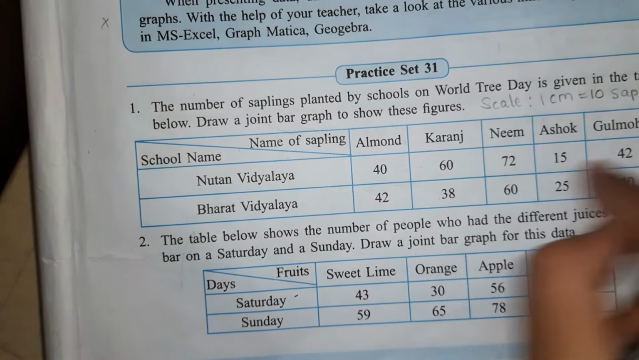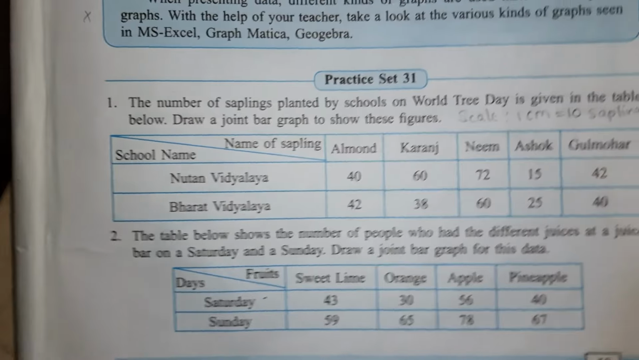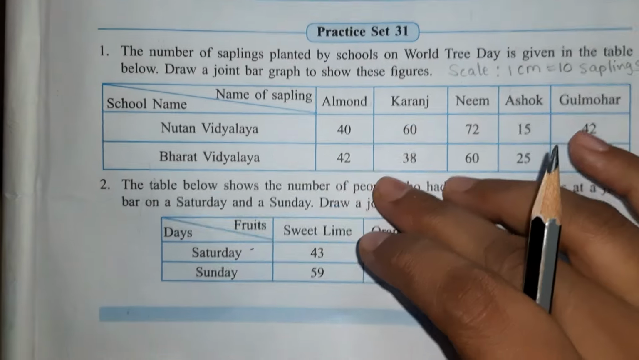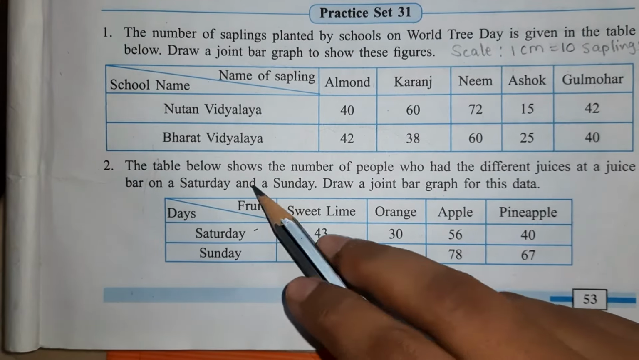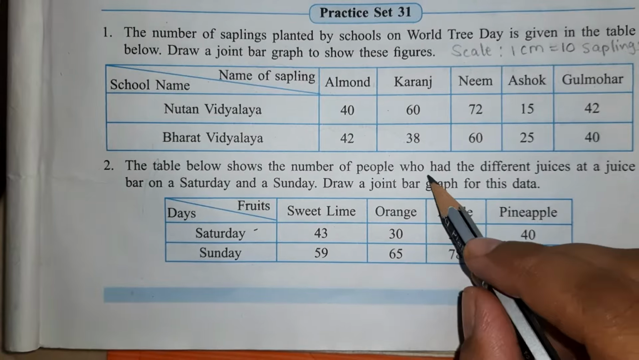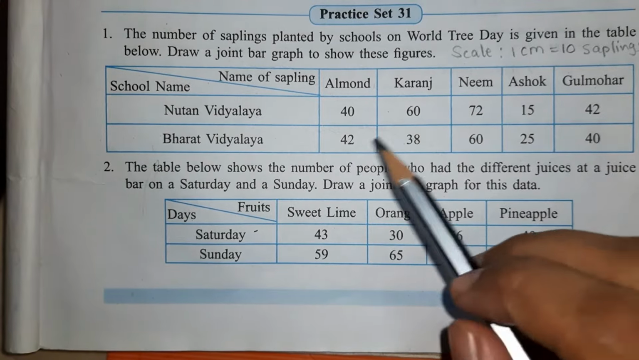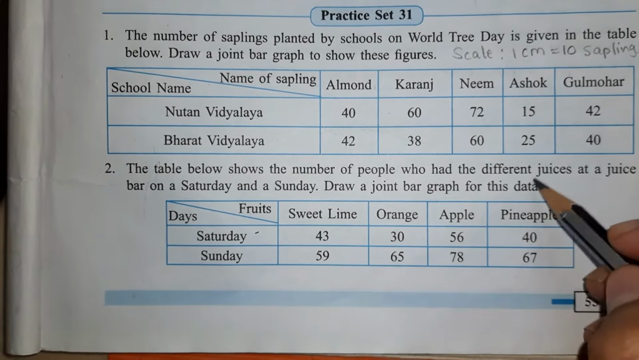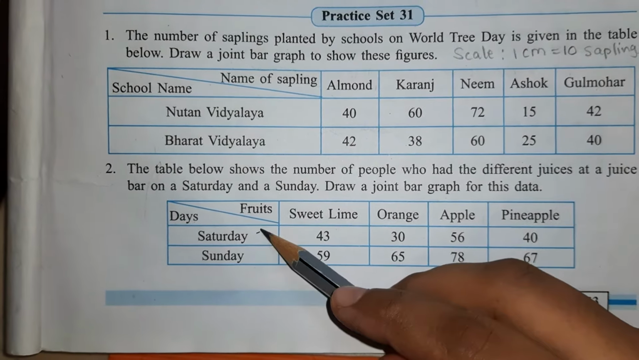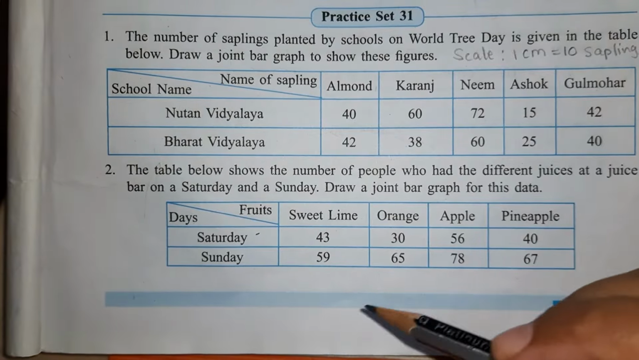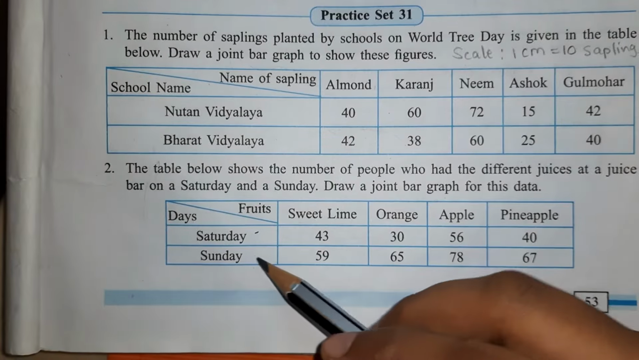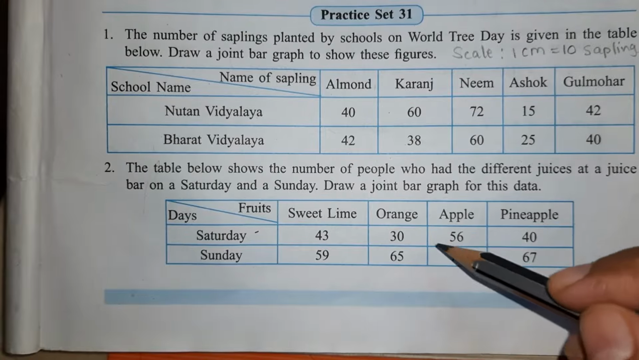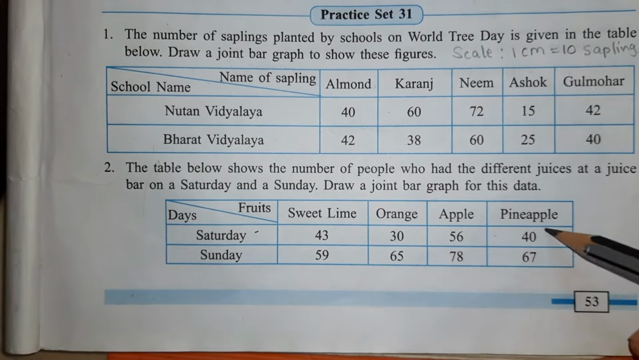What are these? Saplings. So 1 centimeter equal to 10 saplings. Now next, the table below shows the number of people who had different juices at a juice bar on a Saturday and Sunday. Draw a joint bar graph. So this is Saturday, which juice people drank, and Sunday, how many people drank this juice.